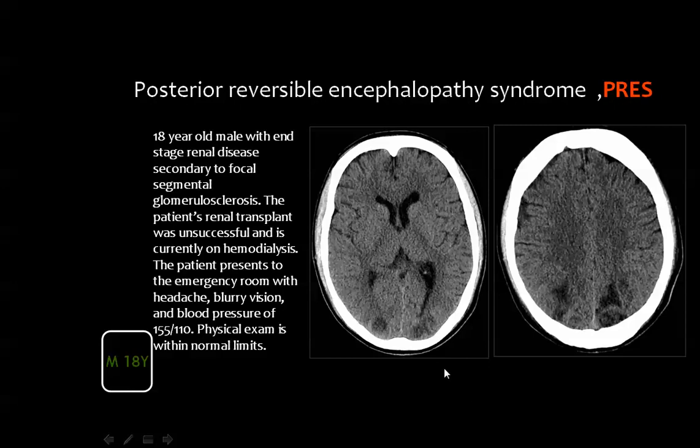And this is an example. The lesions are usually bilateral and symmetrical hypodensities in the posterior circulation, in the occipital lobes, in the posterior parietal lobes, which is suggestive of this syndrome, especially when the clinical picture is supportive. Like this patient who presented to the emergency room with headache, blurring of vision, and a blood pressure of 155/110, and the physical examination is within normal limits.